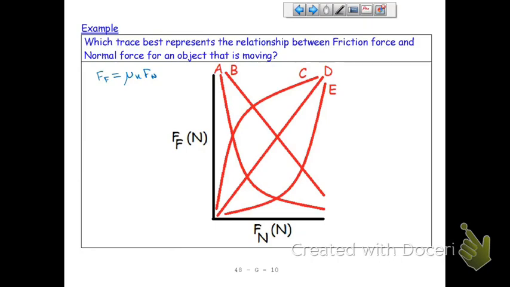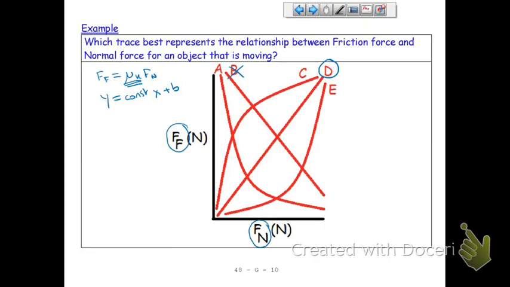That's linear, isn't it? There's Ff. There's Fn. Mu k is a constant. That's y is equal to constant x plus b. That's linear. And you know that as Fn gets bigger, Ff gets bigger. So it's that linear. It's not that linear.